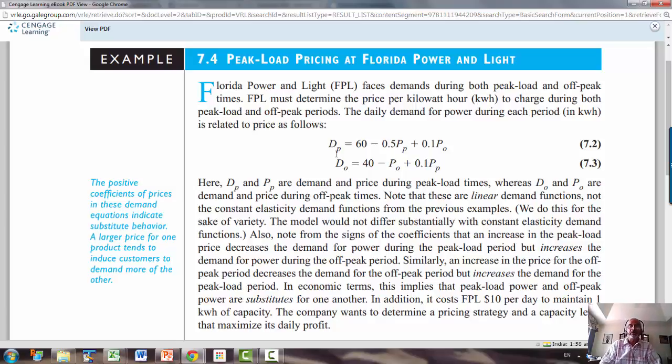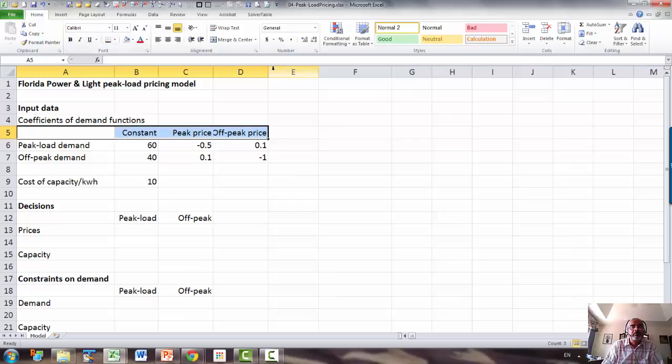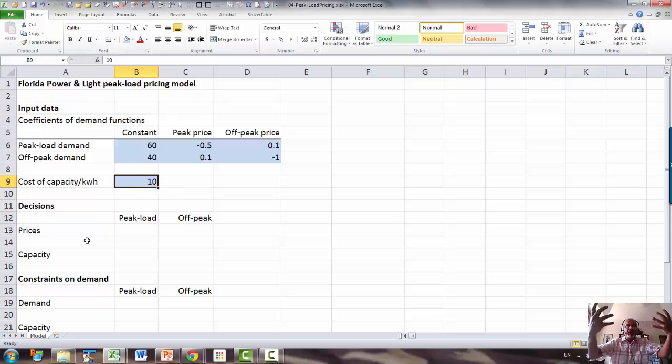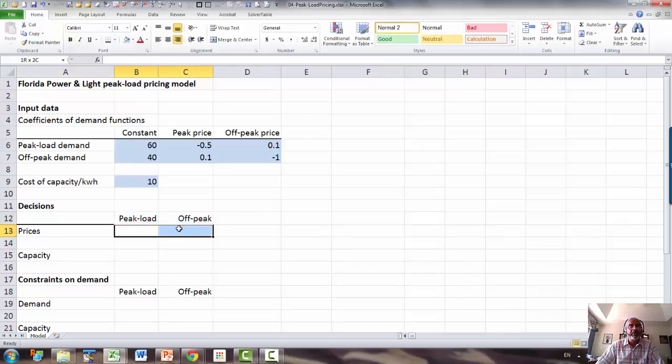So we'll go to the Excel file now. Okay, we have some inputs here. Okay, so these are given. So input values. Now we have cost per kilowatt hour capacity. So we want to build the power plant in such a way that the cost is taken into account. So the more you build, the more cost you're going to have for building that capacity. So decision variables are, now you have to set two prices, peak load price and off-peak load price. So there are two prices.